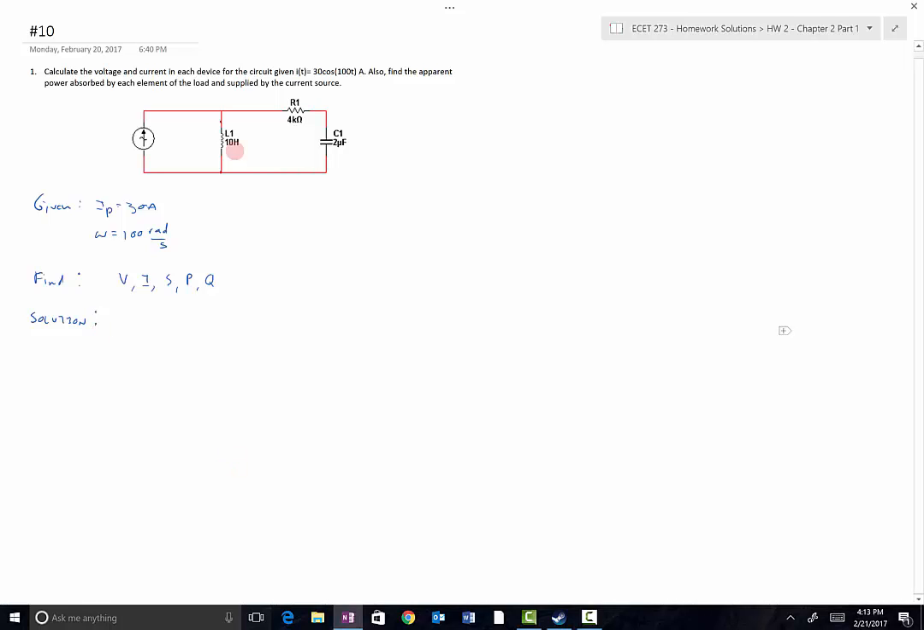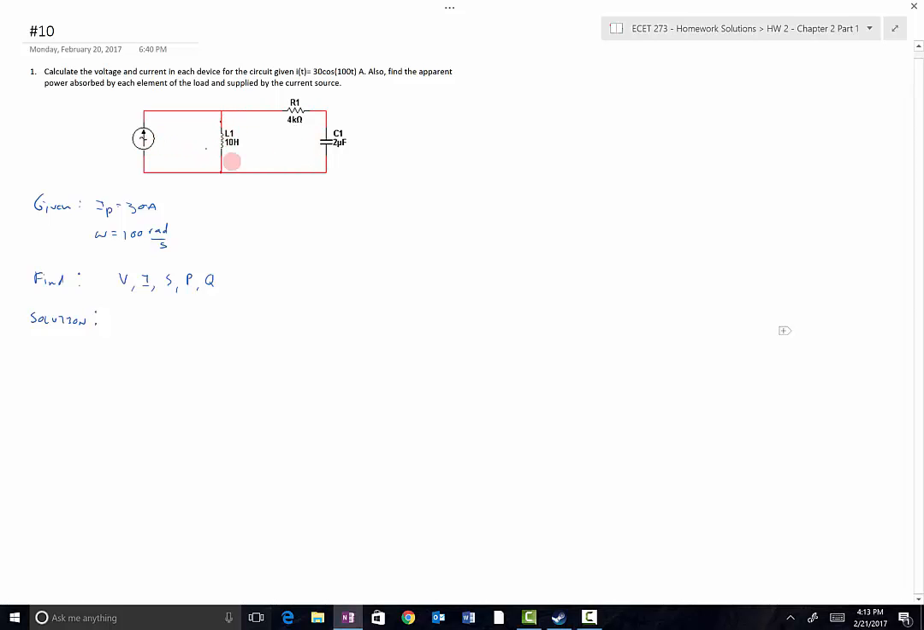You can reduce this circuit down to its Thevenin equivalent, solve for the voltage across this current source, use that voltage to determine the branch currents. So that'd be one method. I'm going to use a different method. What jumps out at me immediately is to use the current divider formula.